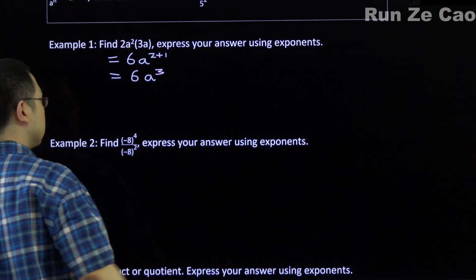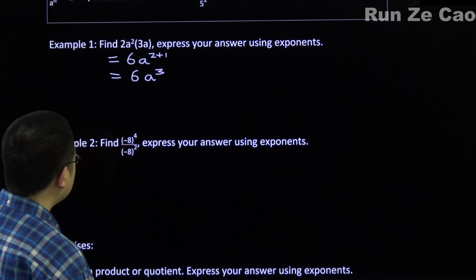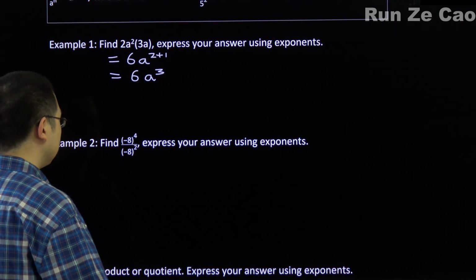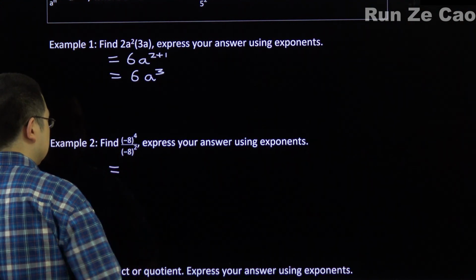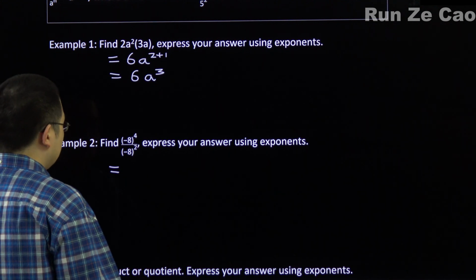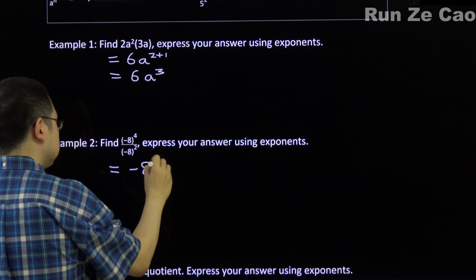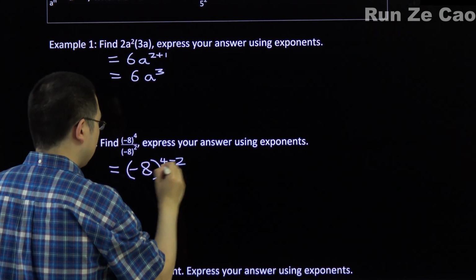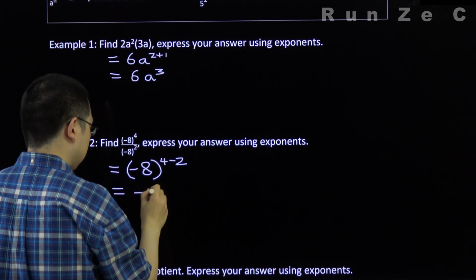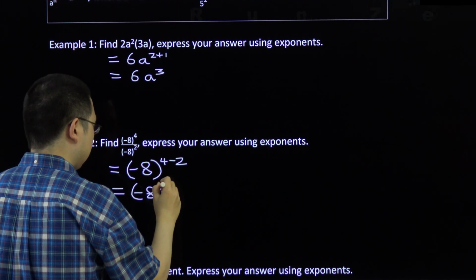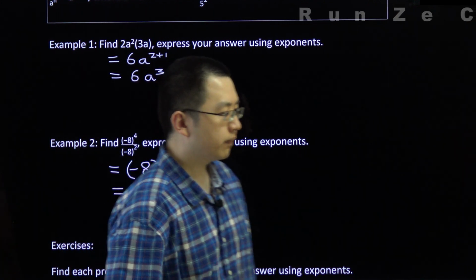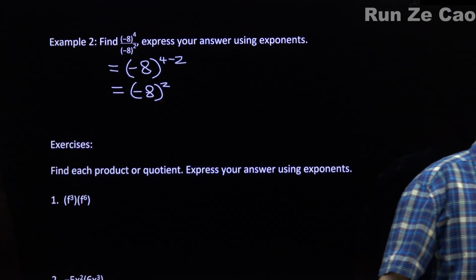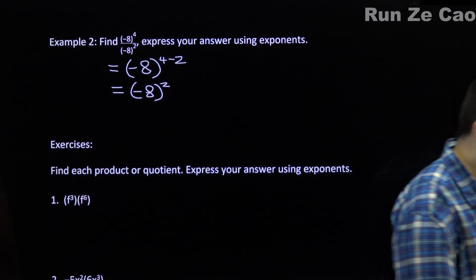6a to the third. Find negative 8 to the 4th over negative 8 squared. Express your answer using exponents. Well, the base is negative 8, and the new exponent is going to be 4 minus 2, which gives us negative 8 to the power of 2. It says express the answer using exponents, hence why we're not simplifying.